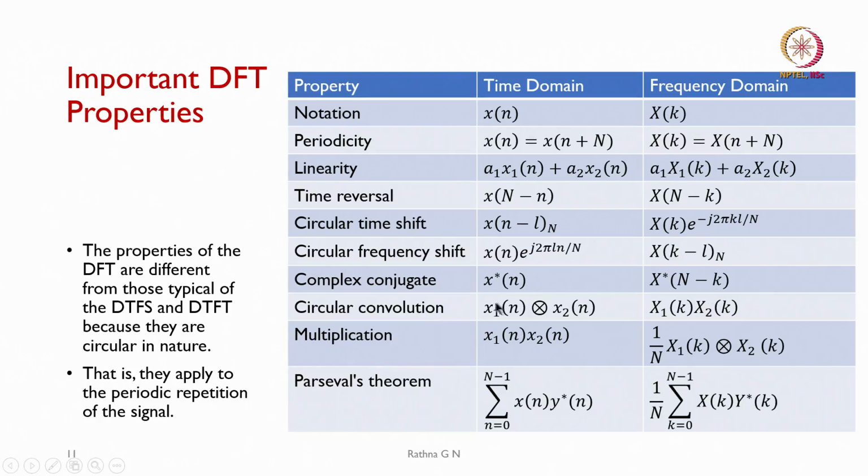And if we do the circular convolution in the time domain, it is circular multiplication, as you will be seeing: x1(k) into x2(k). With respect to multiplication here, it becomes the circular convolution divided by the scaling factor 1/N. So, we know Parseval's theorem: it is x1(n) into y conjugate of n in the time domain, which is represented as 1/N times the sum from k equal to 0 to N minus 1 of X(k) into Y conjugate of k.